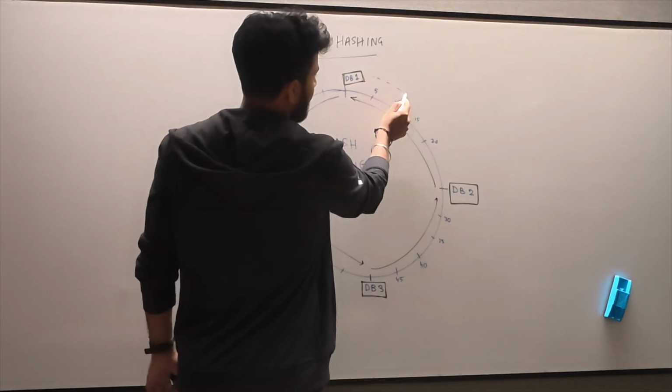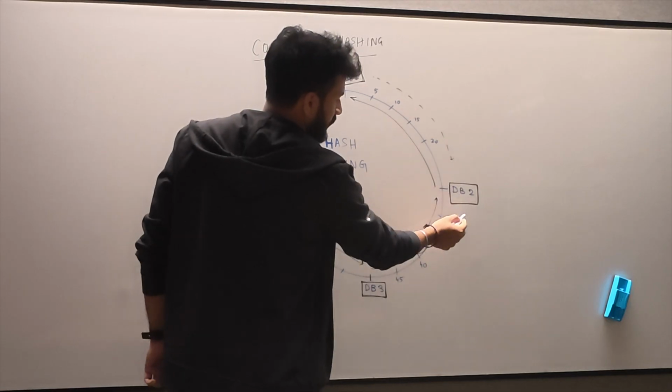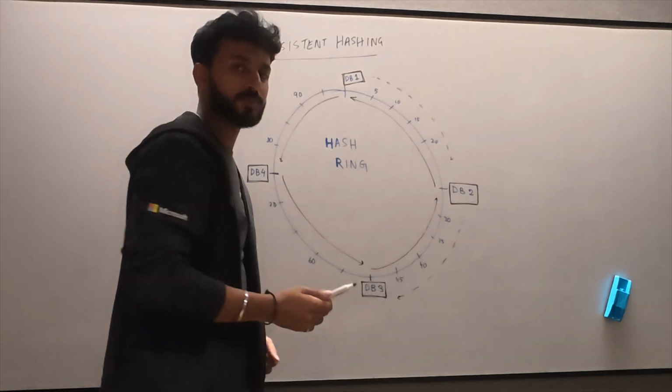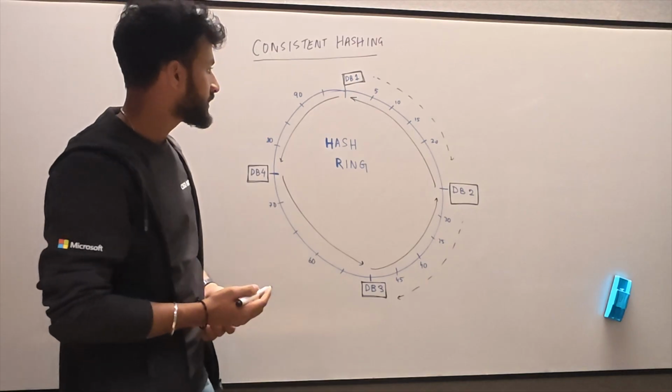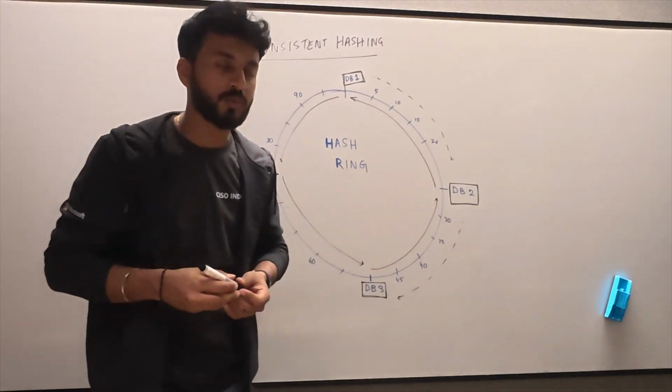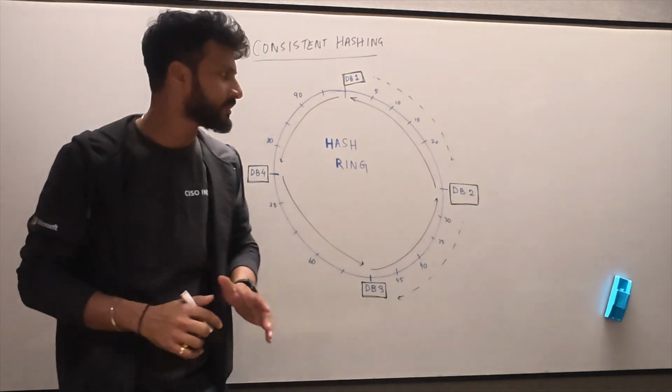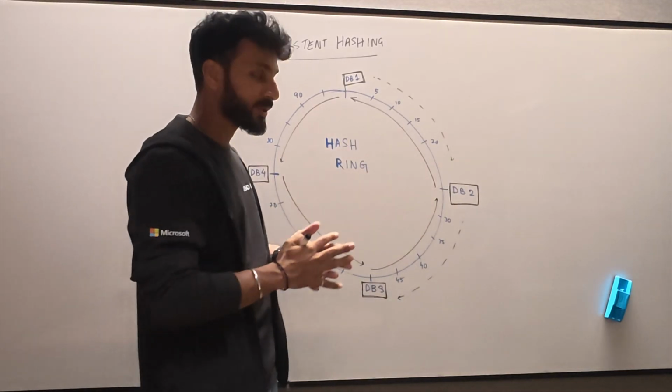Let's say DB1 will handle this much data. DB2 will handle this much data. It completely depends upon how you implement this. This completely depends upon your code, how you write the code. It's completely normal to do it the other way, as long as it's correct.